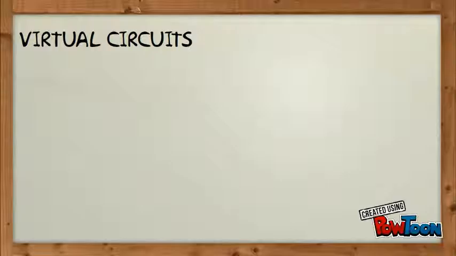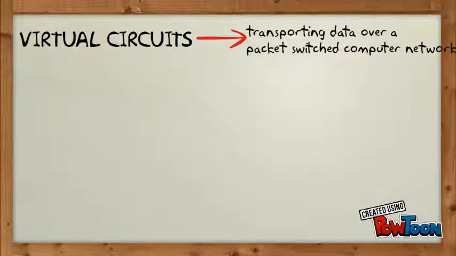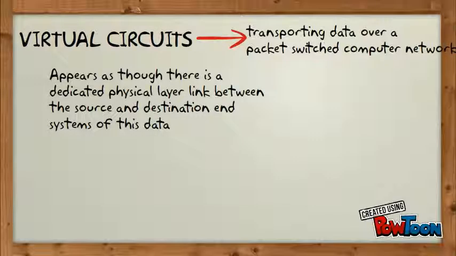Virtual circuits are just like circuit switched networks, except that they're not actually circuits. They are used to transport data over a packet switched computer network. It will appear as though there is a dedicated physical layer link between the source and the destination, but it is not a physical layer.